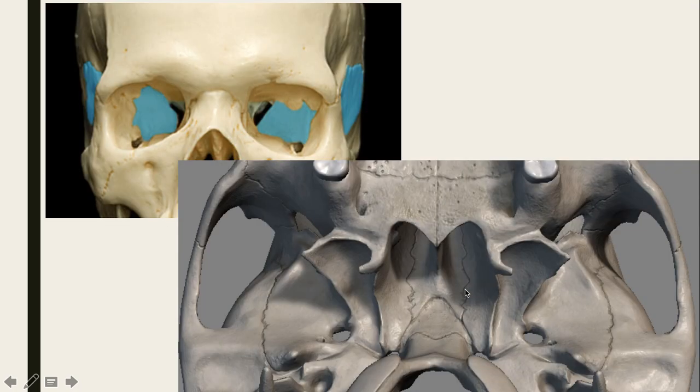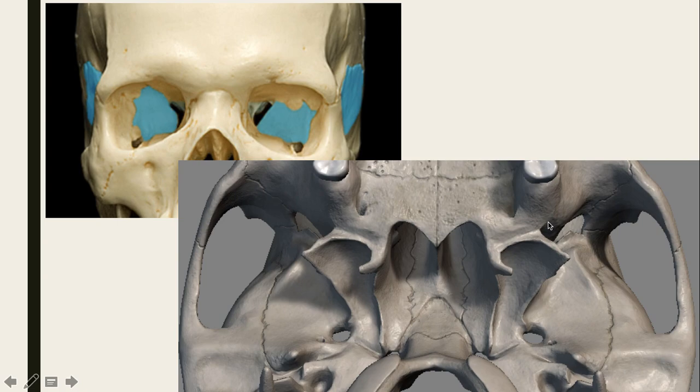And then this is a great picture of the outside of the greater wing of the sphenoid bone. So this here's the greater wing. You can see it on the temples and on the inside of the eye sockets. These holes here are the superior orbital fissures, and then these down here lower are the inferior orbital fissures.